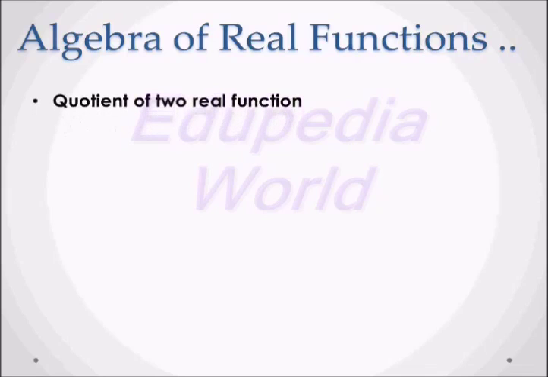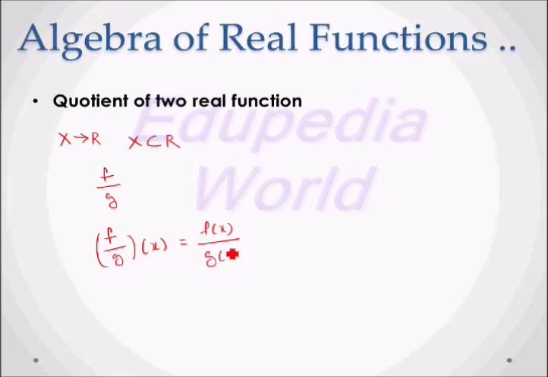The last one, quotient of two real functions. Let f and g be two real functions defined from X to R, and let X be a subset of R. The quotient of f by g, denoted by f by g, is a function defined by f by g of x equals f of x divided by g of x, provided g of x is not equal to 0, that is, the denominator can't be equal to 0. Also x belongs to capital X.